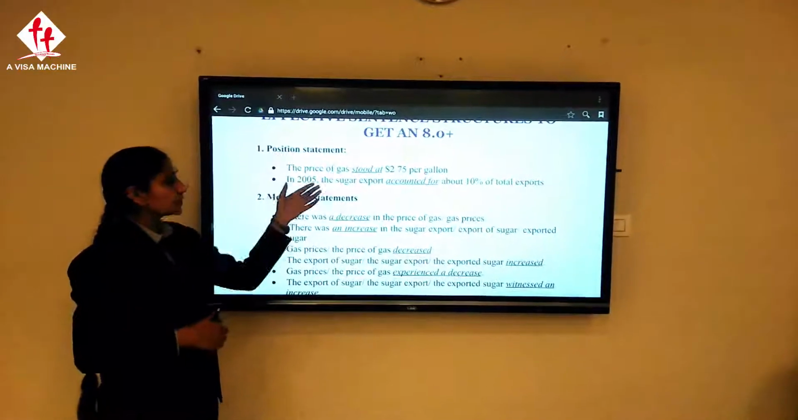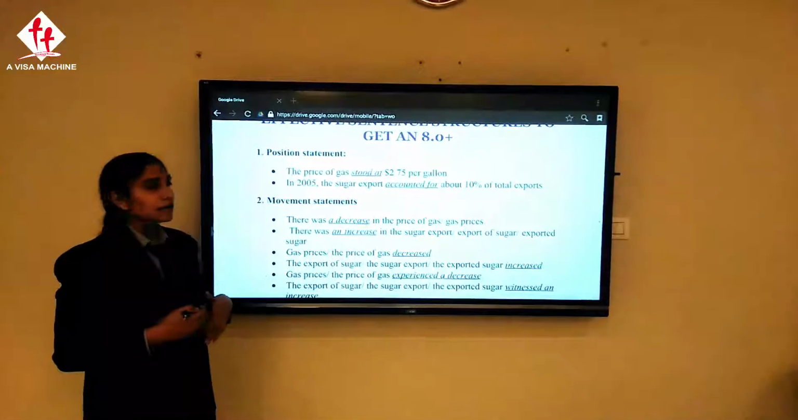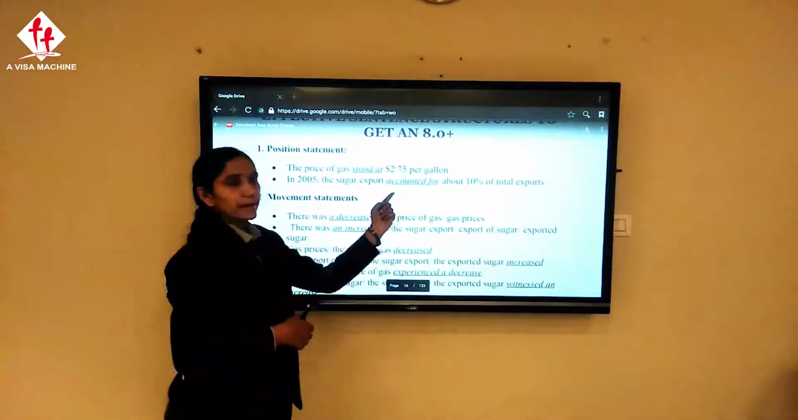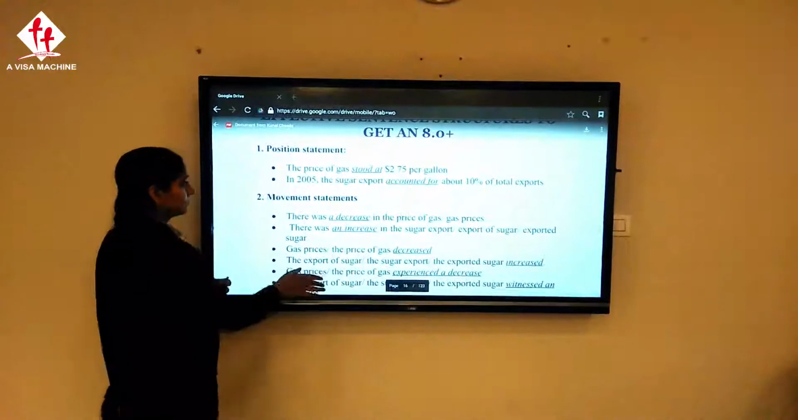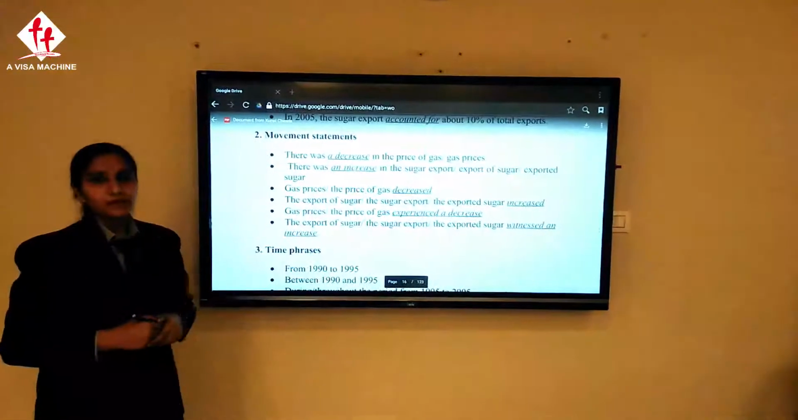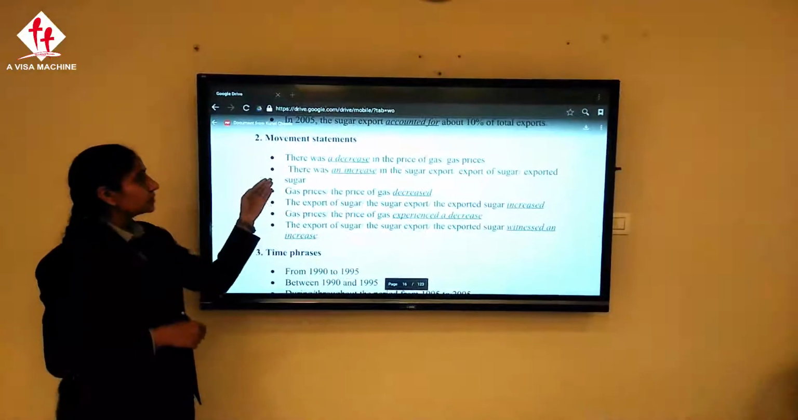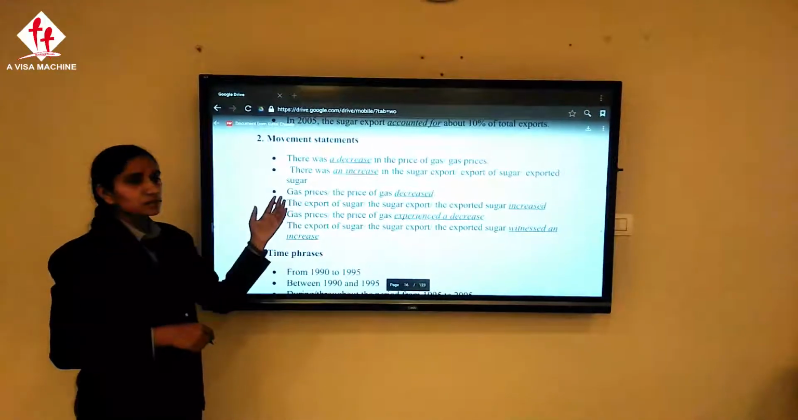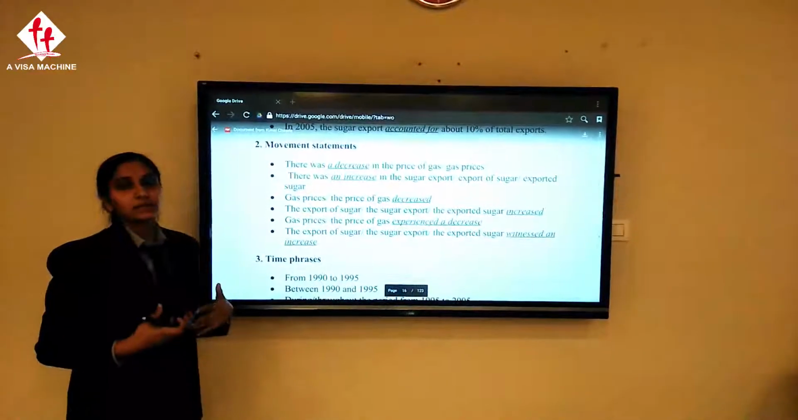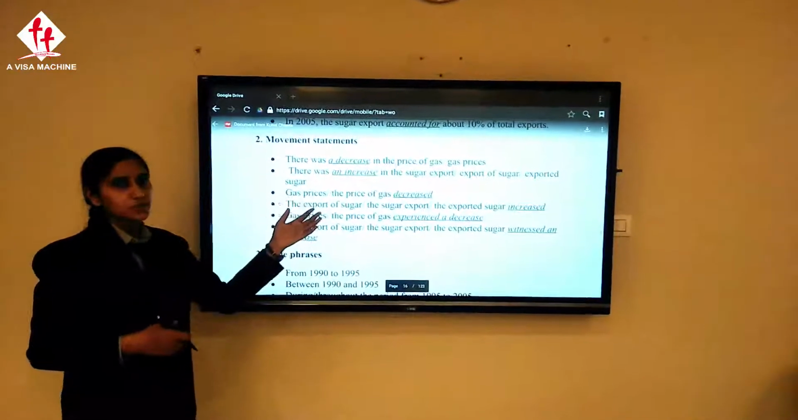The second one, they can also use the year first, and then they can use another phrase, that is accounted for. These are again the movement statements. Like there was a decrease in the price of this word. Like there was an increase in, and they can include their object.